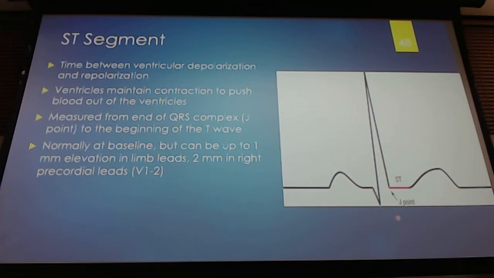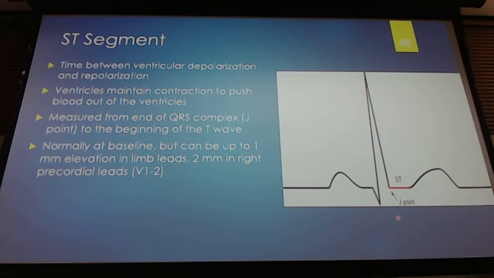The ST segment represents the time between ventricular depolarization and repolarization. This is the time that the ventricles are going to use to maintain that contraction and then push that blood out of the bottom of the ventricle, out to the body. And our ST segment, for measuring purposes, is going to be the end of that QRS complex, where that J point is at, to the beginning of our T wave. Normally, we want that ST segment to be at baseline, meaning it aligns with our PR segment.